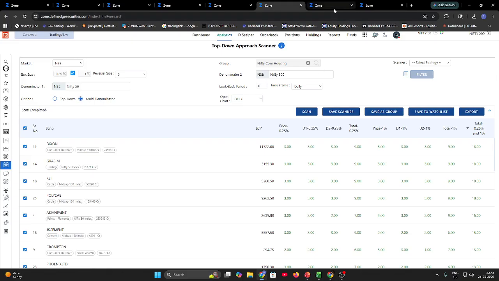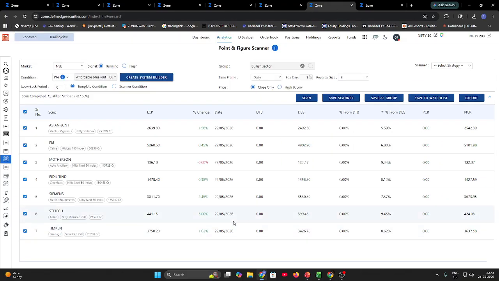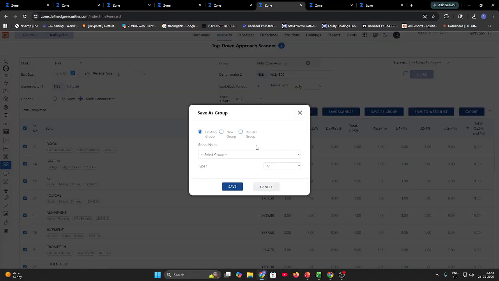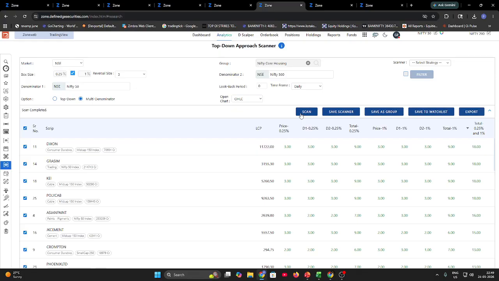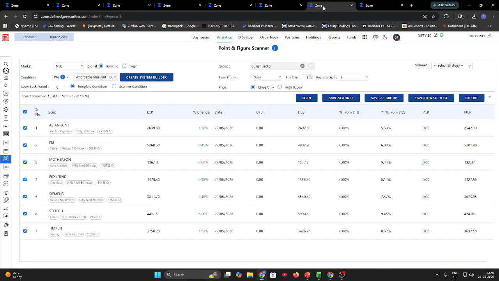Out of that we selected the stocks, and I created a group. How do I save a group? I can save as a group, new group, and give whatever name I want. So from all those 6-7 sectors, I selected the stocks in between, and I call them bullish sector. I have spoken about this affordable breakout. Candlestick is a different thing, I'll show that in the noiseless charting.